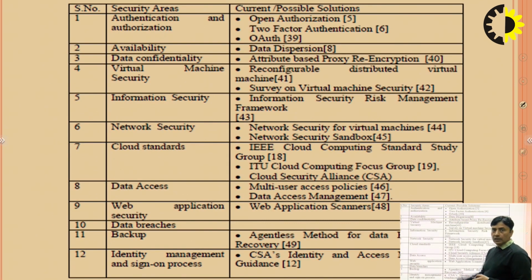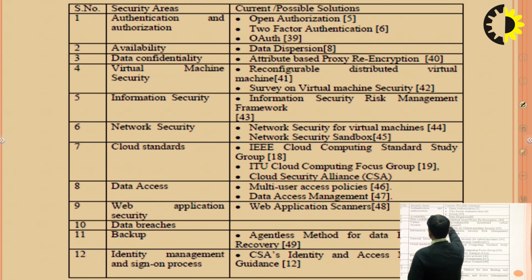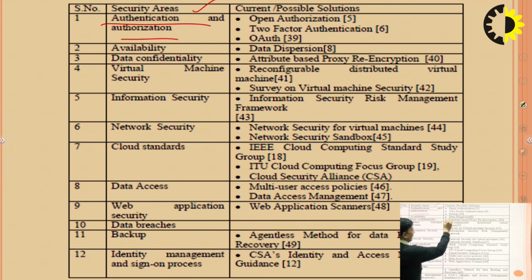There are some summaries: what the security issues are, and what the possible solutions are. Authentication and authorization can be provided by open authorization tools, two-factor authentication tools, or OAuth. Similarly, availability can be ensured by data dispersion, which means data is not stored at one location but distributed to multiple locations. For data confidentiality, an attribute-based proxy re-encryption model should be there.